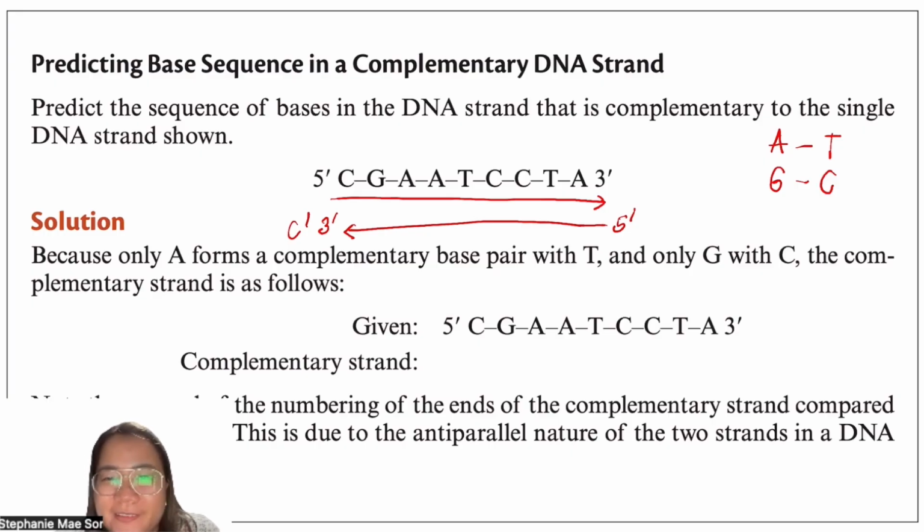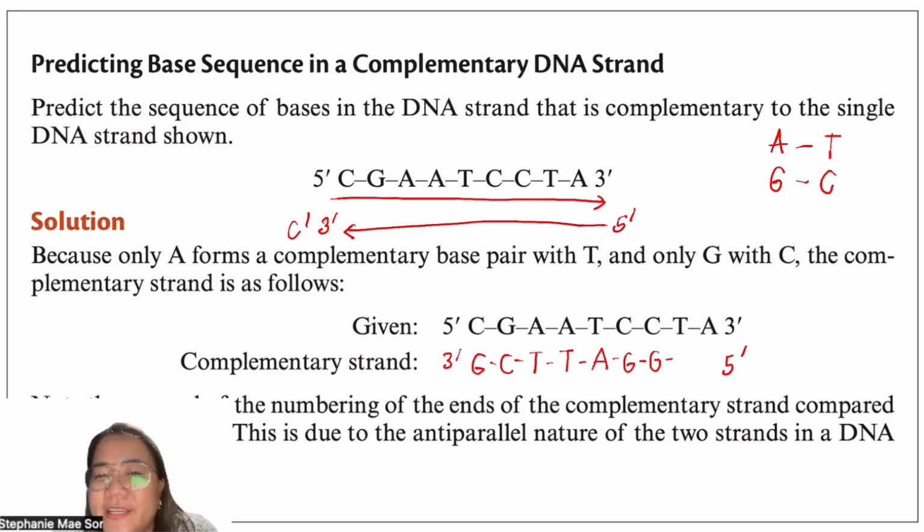Tatandaan nyo to. Complementary strand, di ba? So, if you have a C, the complement is letter G. If you have a G, the complement is letter C. If you have an A, the complement is letter T. If you have an A, the complement is another letter T. If you have a letter T, the complement is letter A. If you have a C, the complement is letter G. And then this one is another G. And this one is a letter A. And this one is a letter T. Okay?